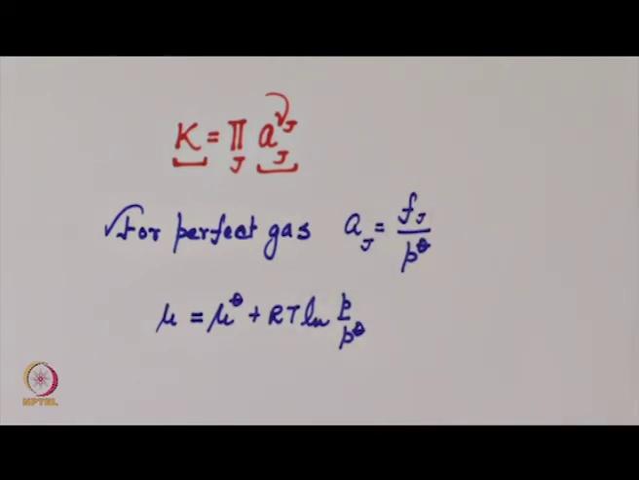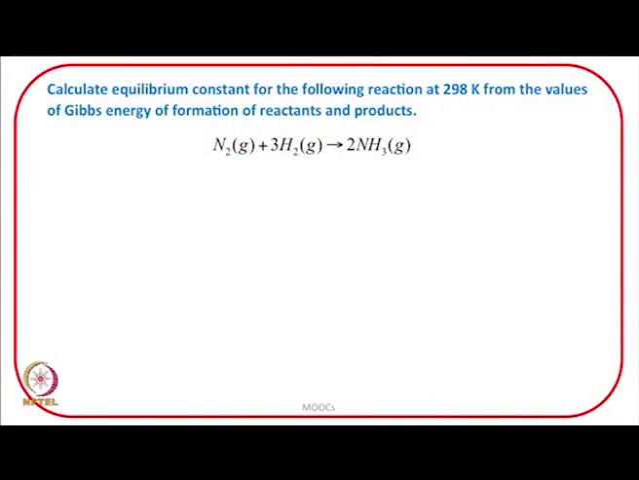And this we can actually demonstrate by taking one example. Let us take this example. Calculate equilibrium constant for the following reaction at 298 Kelvin from the values of Gibbs energy of formation of reactants and product. The reaction is nitrogen plus 3 hydrogen forming 2NH3.